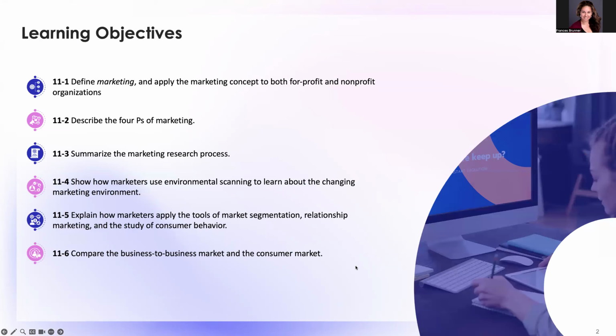So today we'll define what marketing is and talk about the difference in marketing for for-profit and not-for-profit organizations. We'll discuss the 4 Ps, summarize the marketing research process. We'll talk about environmental scanning and learning how to adapt to the changing market environment. We'll also discuss how marketers apply the tools that they have to study and adapt to consumer behavior. Lastly, we'll compare B2B and B2C marketing.